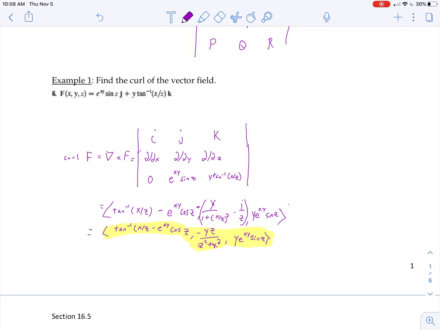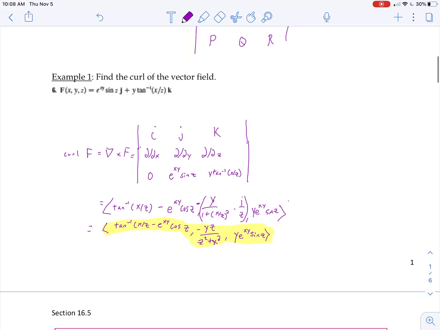So we plug into the formula. The partial derivative of that function with respect to y is just inverse tangent of x over z, minus the partial derivative of e^(xy) sine z with respect to z. The derivative of sine z is cosine z, so e^(xy) cosine z is what we're going to get for that first part, the i component of our vector, or the x component.